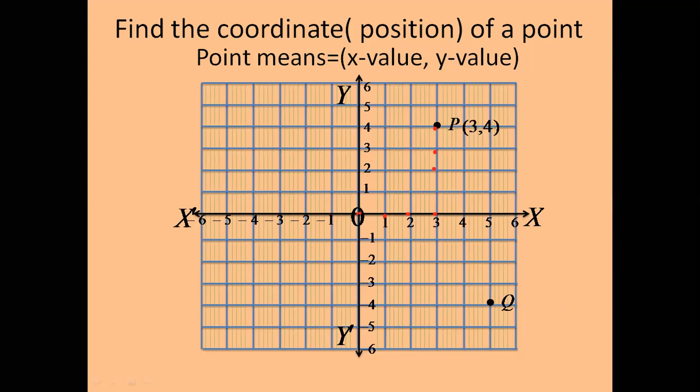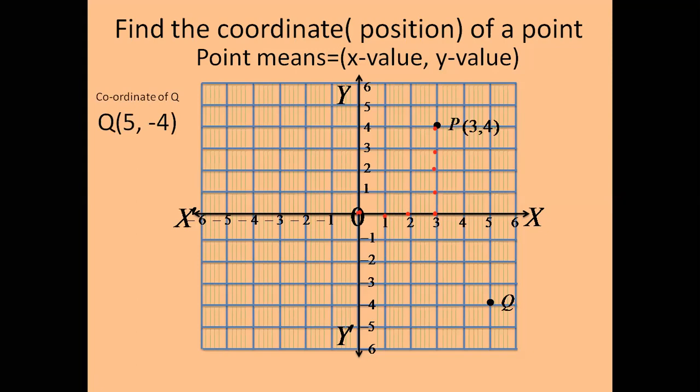Now tell me, what will be the coordinate or position? Coordinate means position, x value and y value of Q. So here this is the right side. Okay, so go through this 1 2 3 4 5 6, 1 2 3 4 5, and after coming to 5 we have to go down, because down is the Q point. So 1 2 3 4. So we can see that the coordinate of Q will be 5 comma minus 4, x value 5 and y value will be minus 4.